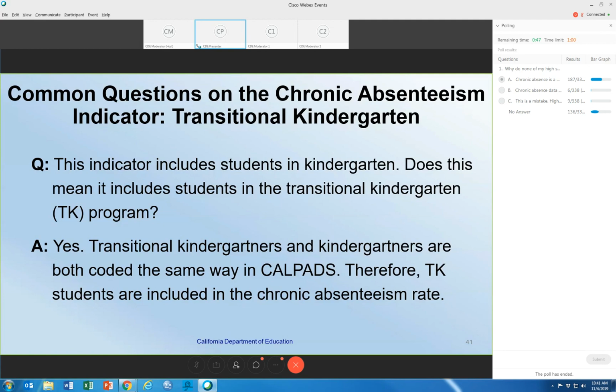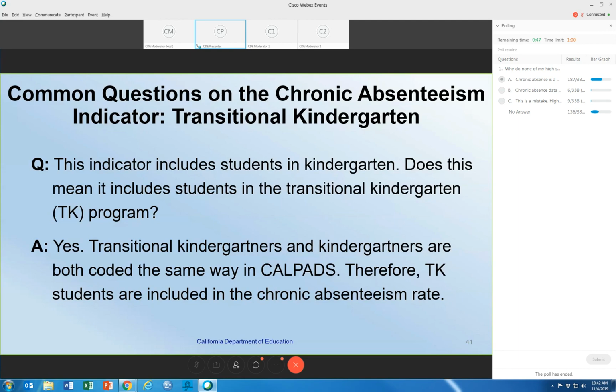I'm getting a head nod over here. So we could distinguish whether they're participating in a TK program, but when we get the data file, there's no distinction in our data file, so they are included. On your end, it looks different than ours. When we get it, they look the same, so they are included.